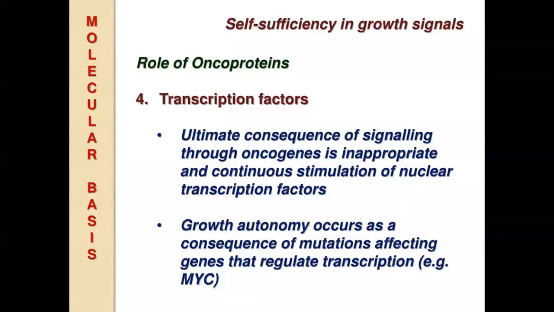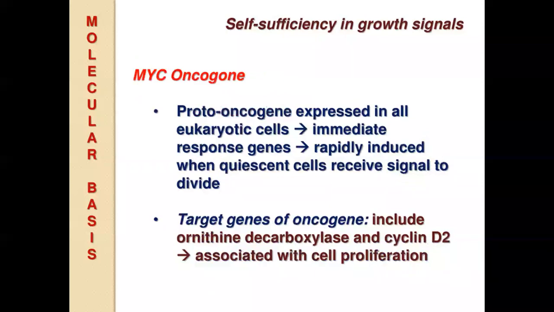For example, MYC. So there is a growth autonomy. When a cell mutation occurs, the cell becomes mutated. It will lead to uncontrolled growth of the cell. The MYC oncogene. The cell signal transduction pathway: what is it? It starts with the growth factors and goes to the nucleus, where it regulates the DNA transcription.